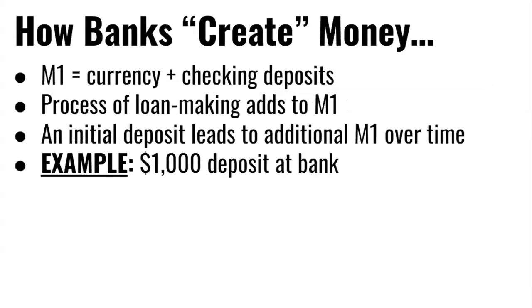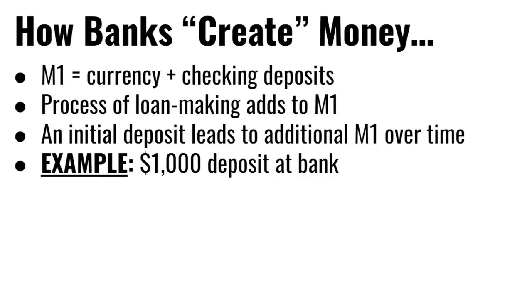How do banks create money? In general, M1 is currency plus checking deposits. And so when loans are made to customers, it adds to total M1. An initial deposit that you might make at the bank adds more to M1 than just the initial deposit because banks lend out your money.